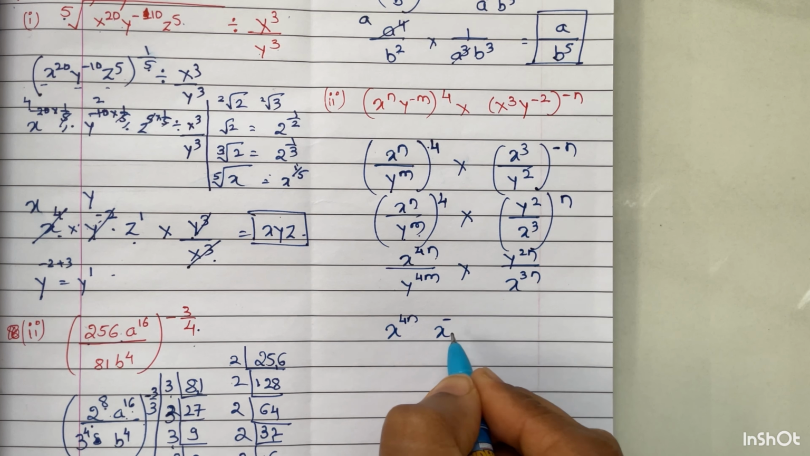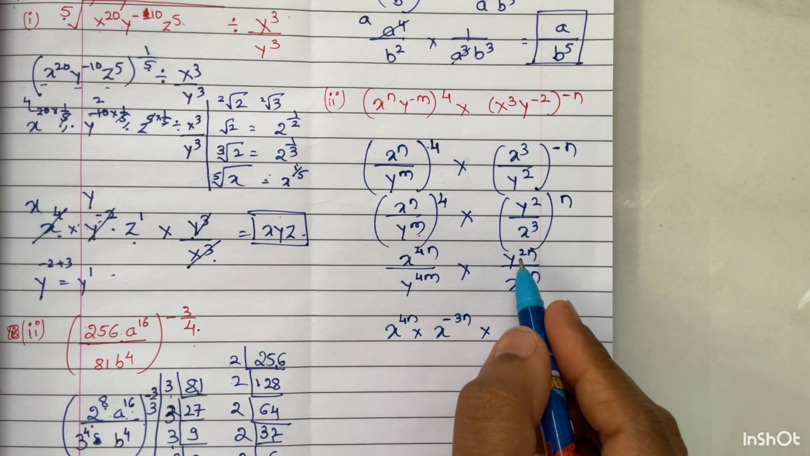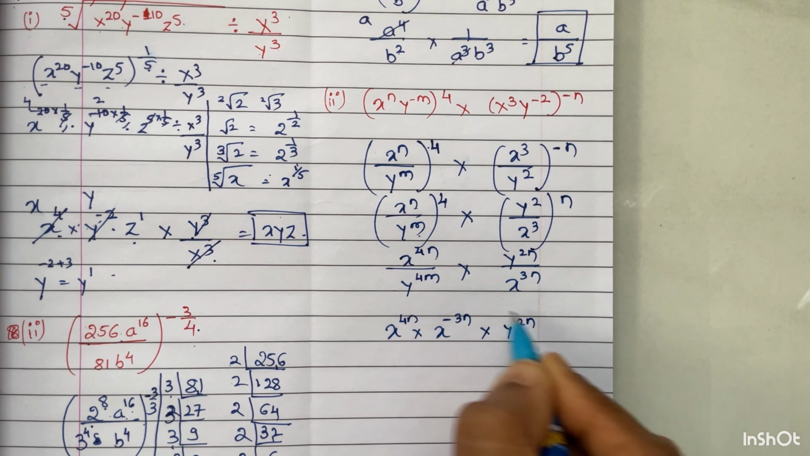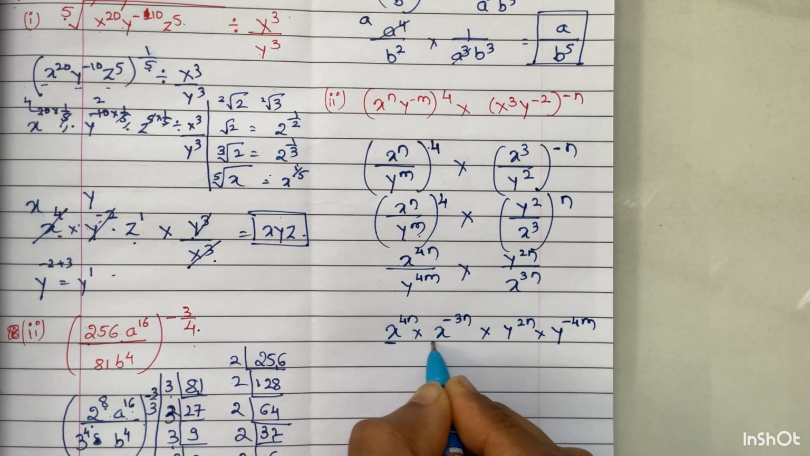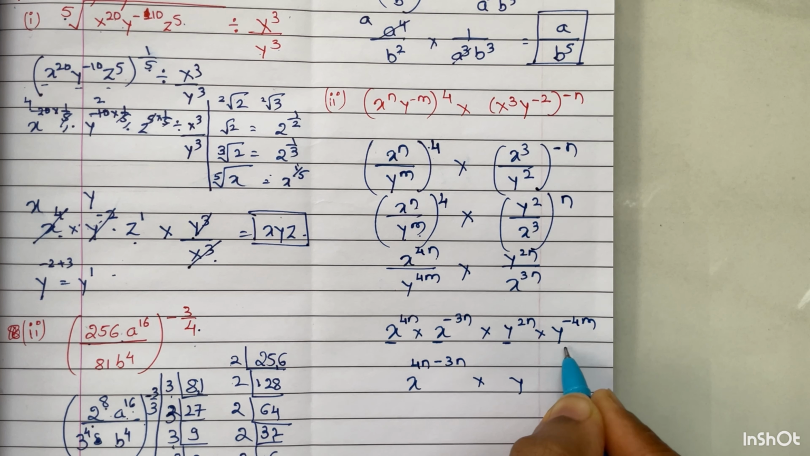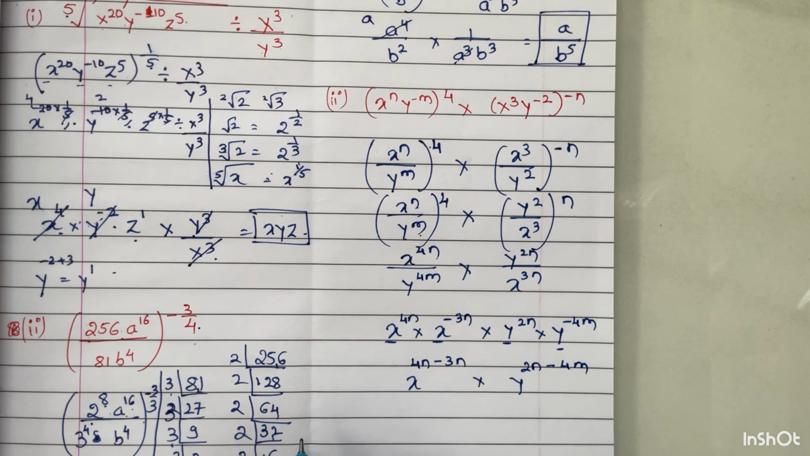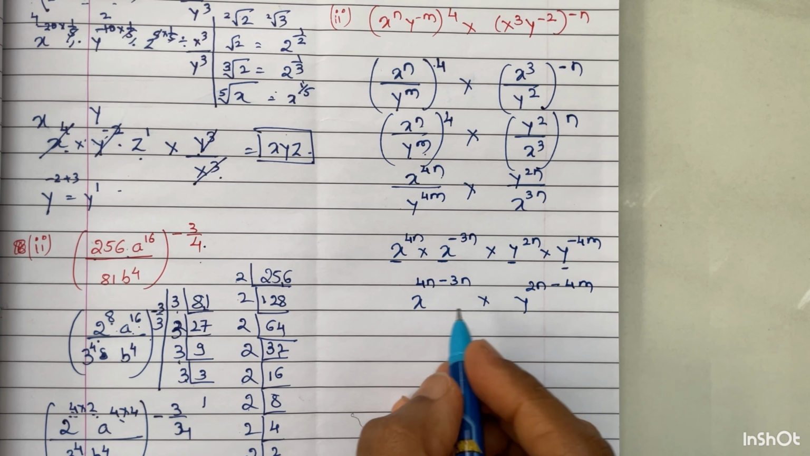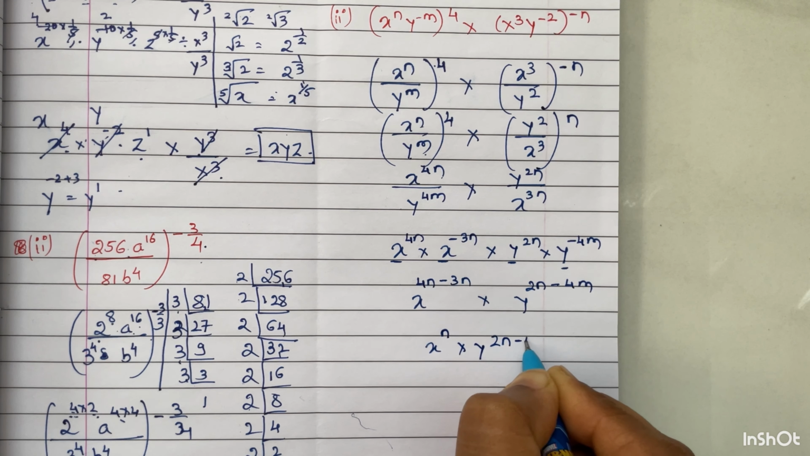Now when it comes to the numerator, 3n becomes minus 3n. Here it is multiplication only. Now y raised to the power 2n as it is, and this will become y raised to the power minus 4m. Now as you can see, both bases are the same, so we can just add the powers. So 4n plus minus 3n, and for y, we can add 2n and minus 4m. Okay, now 4n minus 3n, I get 1n, so I can simply write n into y raised to the power 2n minus 4m.